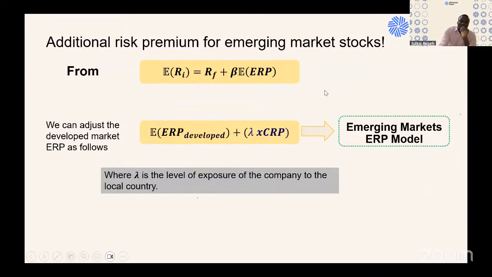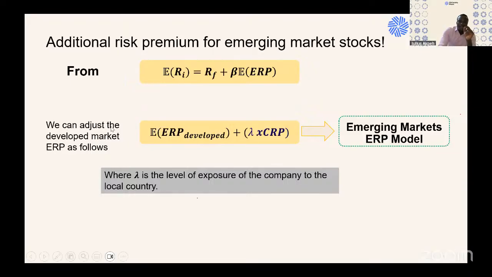Let's look at our main model. This is the main model: the risk-free rate plus beta times the expected equity risk premium. Now, from this model, we want to make an adjustment, because the expected risk premium here is for the developed market. It's not for the emerging market. We need to add something to it so that we can get the expected risk premium for the emerging market, a market like Ghana.